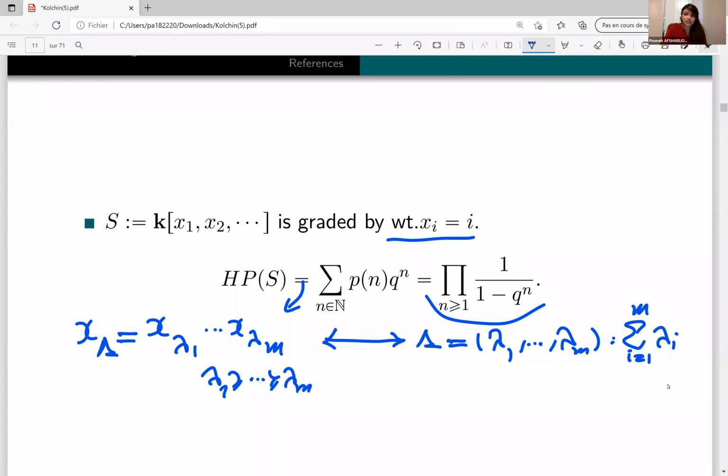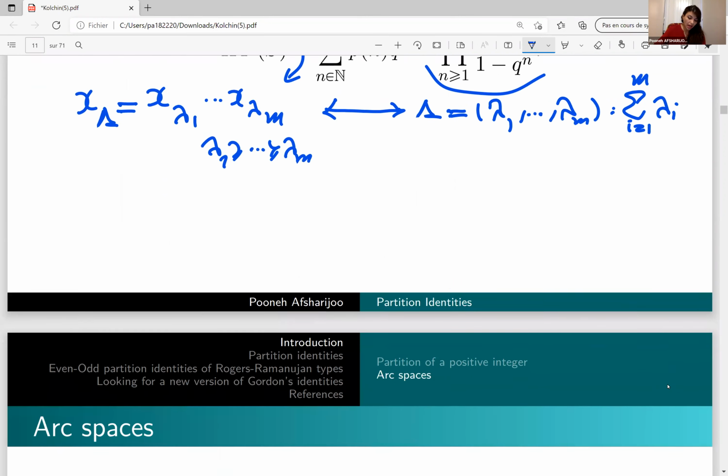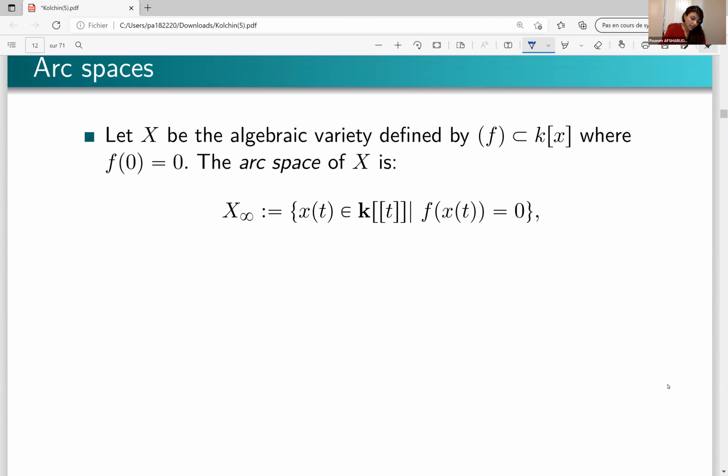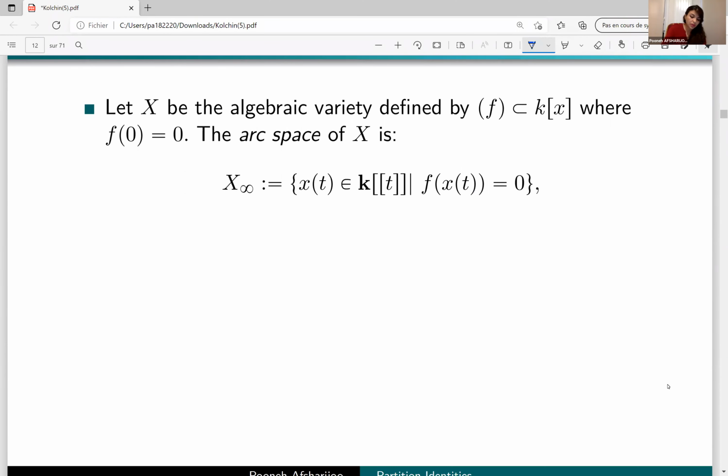But the graded algebras that we use to do this come from an important algebraic geometrical object, which is arc spaces. I will define it just for the case that I will use today here. So we take an algebraic variety X defined by the polynomial f in k[x], where f of 0 is equal to 0. The arc space of X, which is denoted by X infinity, is the set of formal power series in one variable t, such that f of x of t is equal to 0.